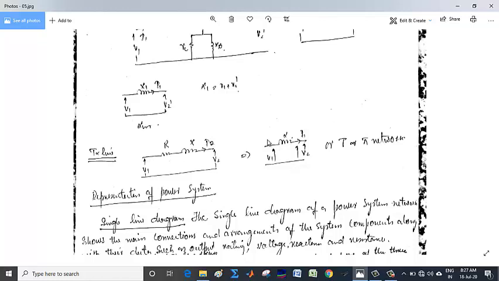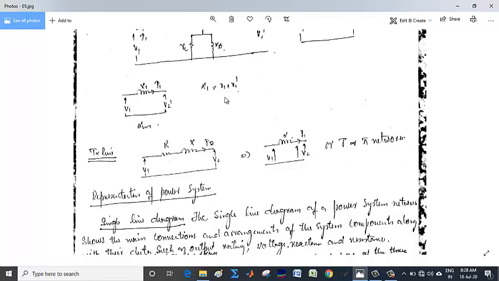In general, you can understand that in most cases we neglect other components of the system. We include only these four equipments of the system: the synchronous machine, generator, motor, transmission line, and transformers.